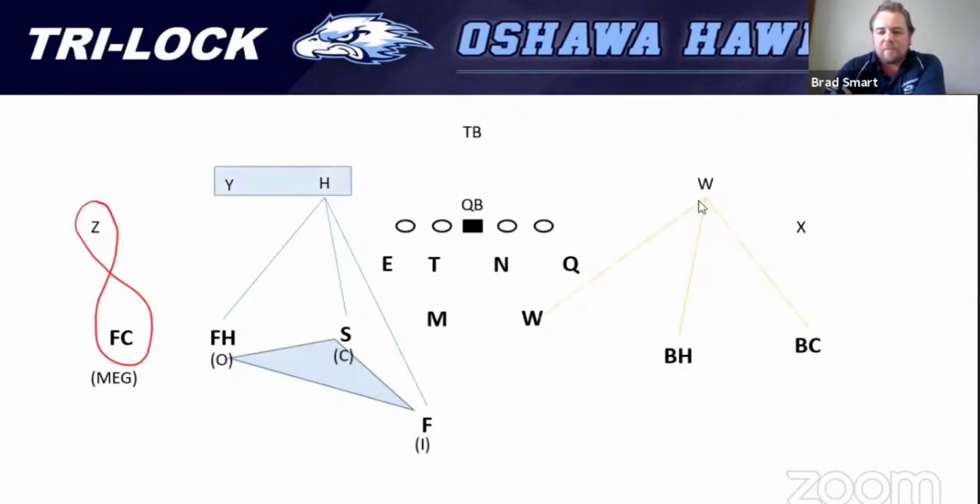To the boundary side, we're incorporating it in the case where there's 2 receivers, so versus a 3 by 2 look. We have the boundary half and boundary corner that will be our leverage players deep, and our Will that will, again, be the most inside receiver. We have a 3 versus 2 situation. We have the numbers in the passing game.